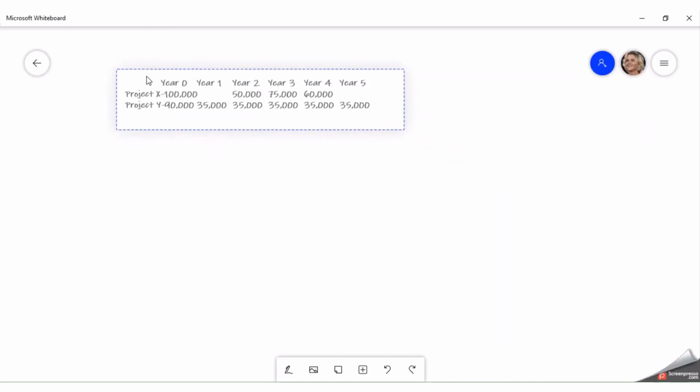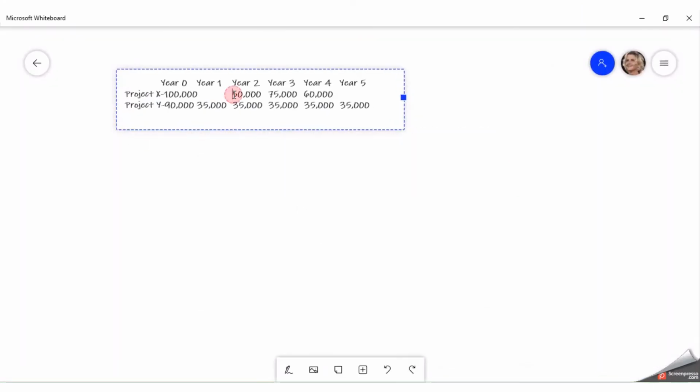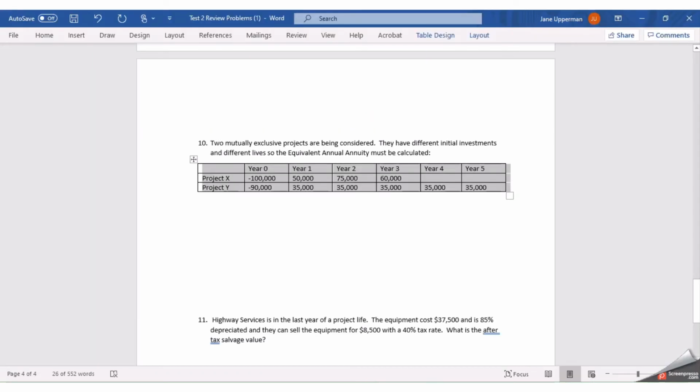Let me double check that that one doesn't have anything in year 1. Let me go back over here. No, and it does. Okay, so let me scooch those over. This is really year 1. So the key to this one is, again, this is a 3-year life cycle and this is a 5-year life cycle, and they're mutually exclusive and they're trying to compare them. So what they want us to do is compute the equivalent annual annuity.